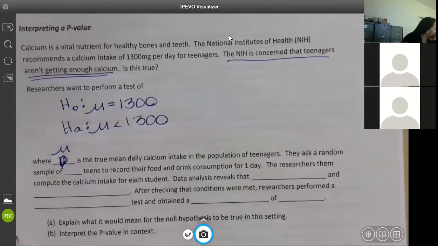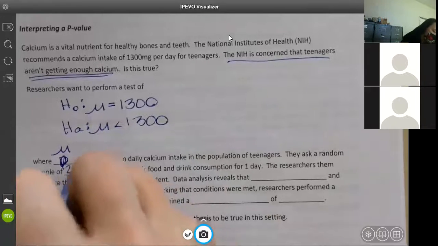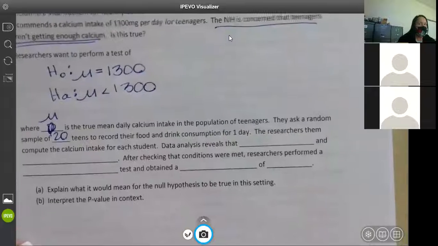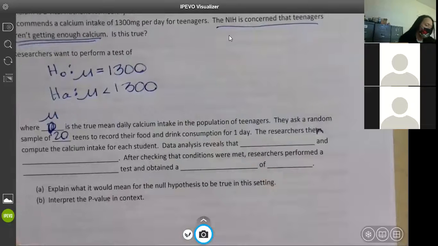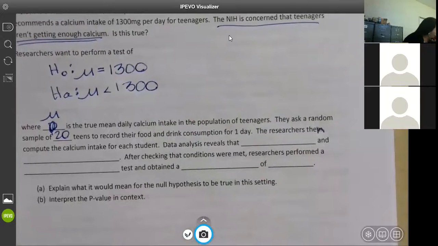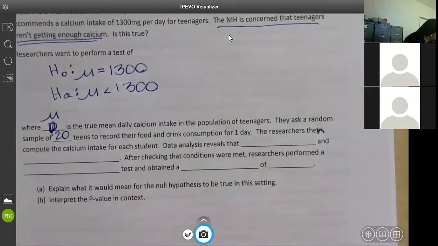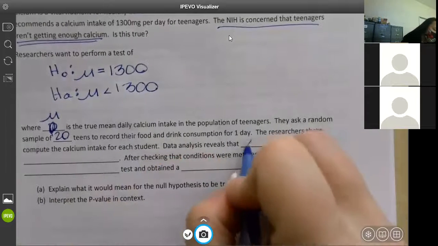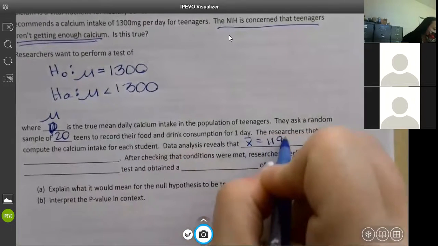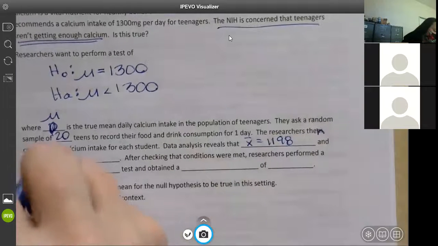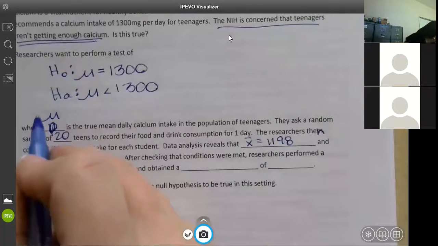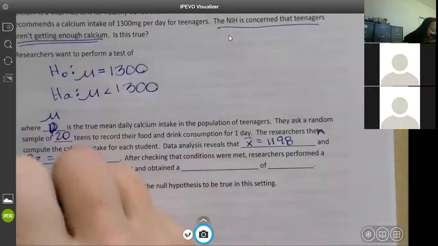They ask a random sample of 20 teens. This is the whole problem. I just left blanks in there so you didn't do it ahead of me. To record their food and drink consumption for one day. The researchers should then compute the calcium intake for each student. Data analysis reveals that x bar equals 1198, and the standard deviation is 411.